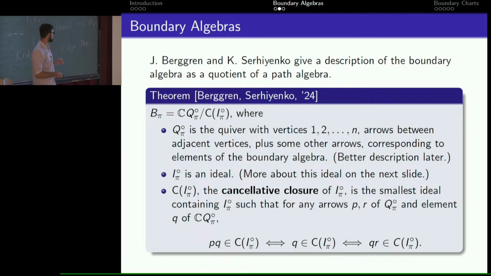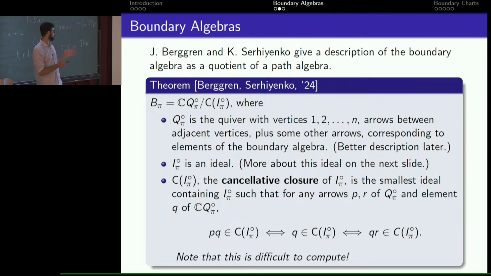But what I do want to mention here is this C operation, which we call cancellative closure. This is an operation which gives us the smallest ideal containing I pi circ, such that if we have an arrow of the quiver and an element of the path algebra, we can basically divide out by the arrow. So if we have arrow times element of the path algebra, PQ is in the closure if and only if Q is in the closure, and you can also divide on the right. So you can divide on the right and the left by individual arrows in our quiver.